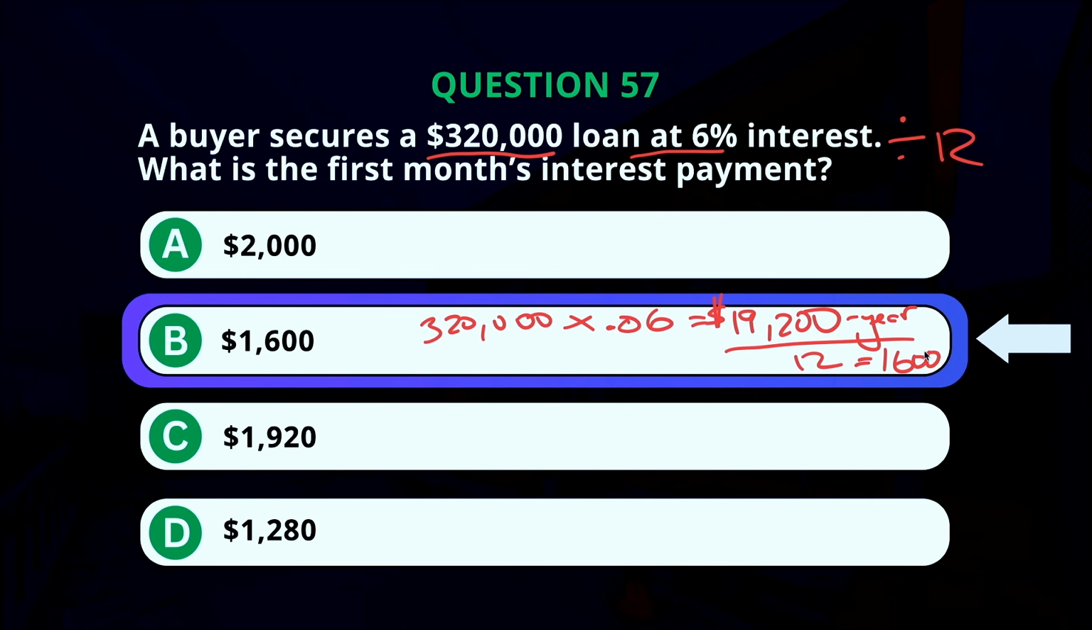So don't fret. But if you get a simple interest one like this, and it's just saying, what is the first month's interest payment? They're not even talking about the principal balance. Then you're good to go. This is simple interest. And that's it. It's pretty straightforward. Loan amount times the interest rate divided by 12.